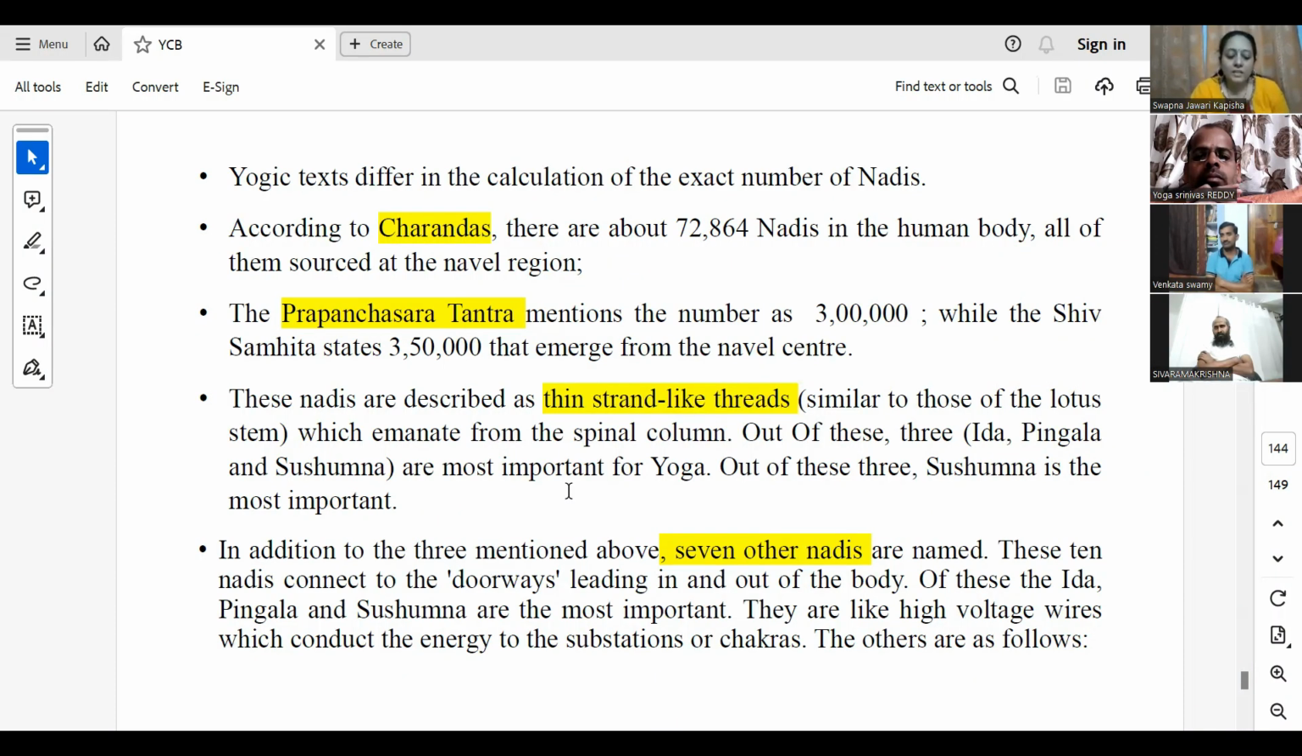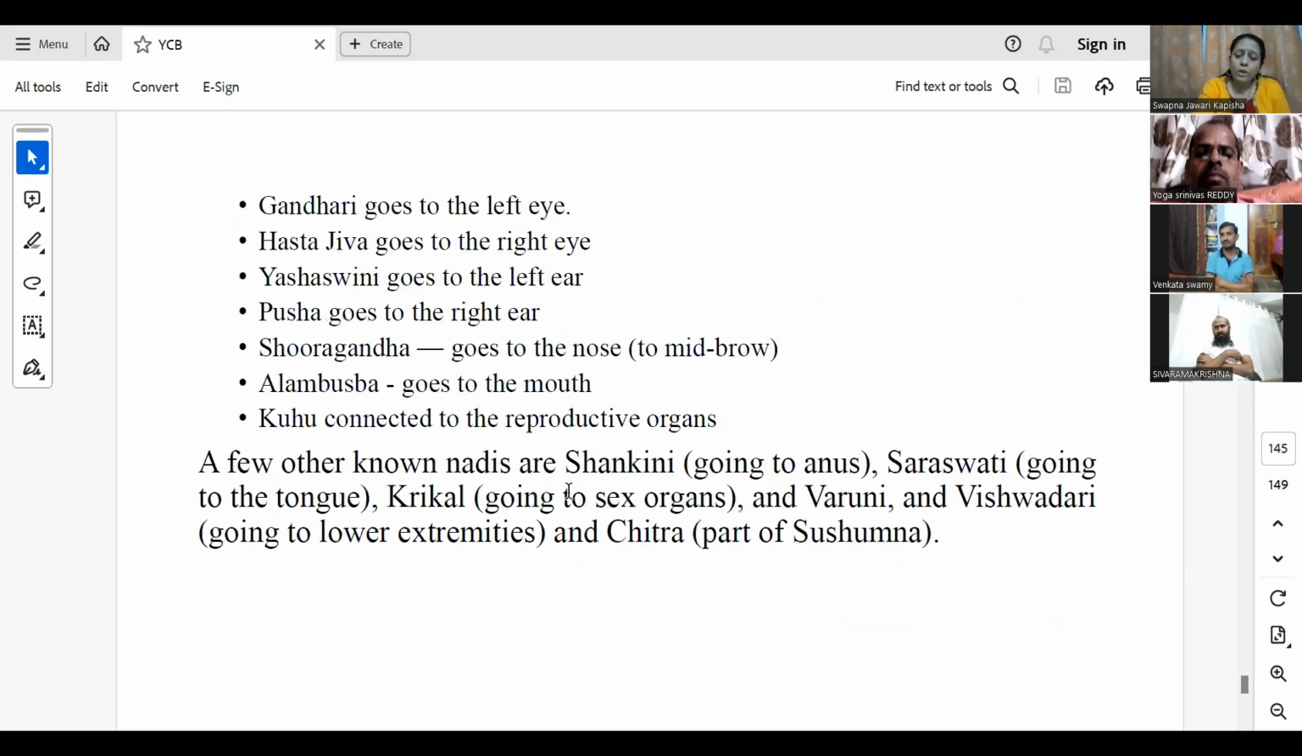In general, besides these 3 nadis, if you are interested, you can learn about 7 other nadis. What are they? Gandhari, which goes to the left eye; Hasta Jiva, to the right eye; Yashaswini, to the left ear; Kusha, to the right ear; Shura Gandha, to the nose; Alambusha, to the mouth; Kuhu, connected to the reproductive organs.